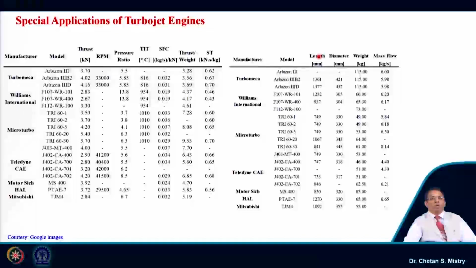All of these have a thrust capacity in the range of 3 to 5 kilonewton, and they have a compact size, and that is what is attracting attention. People are moving more towards future war with unmanned configurations, and having this kind of engine will make life easy. That is the reason why a lot of research and development activities are going on even today for turbojet engines.